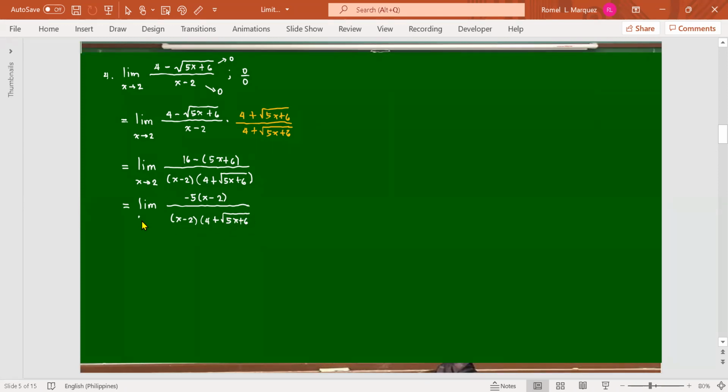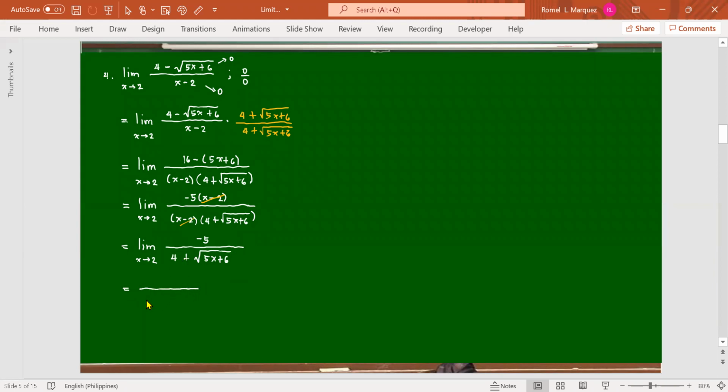Okay, guys? As x approaches 2, we can now cancel this out, no? Guys? So getting the limit as x approaches 2 of negative 5 all over 4 plus square root of 5x plus 6. I think the denominator does not have any problem anymore. Okay, we can apply direct substitution here.